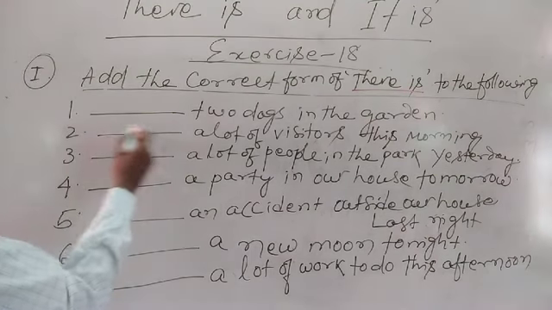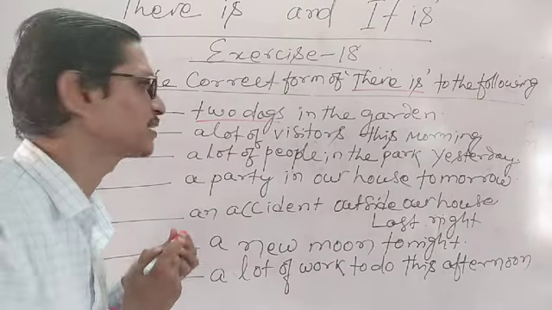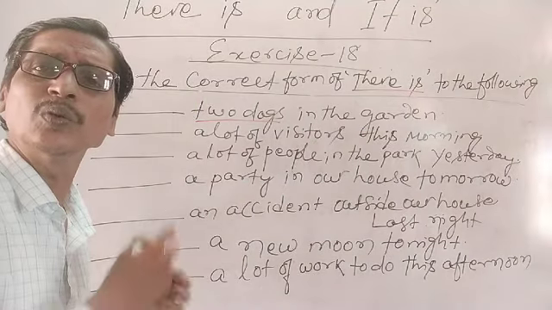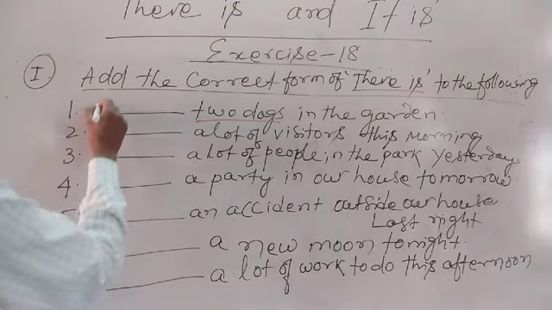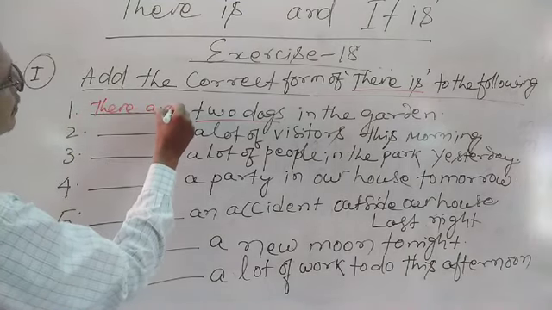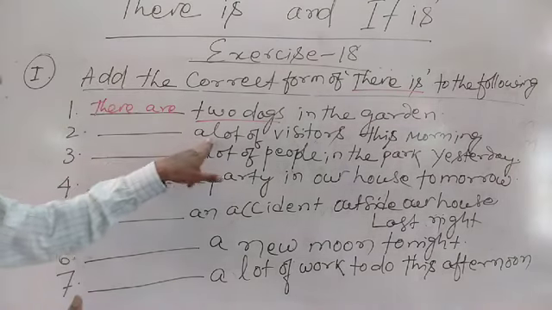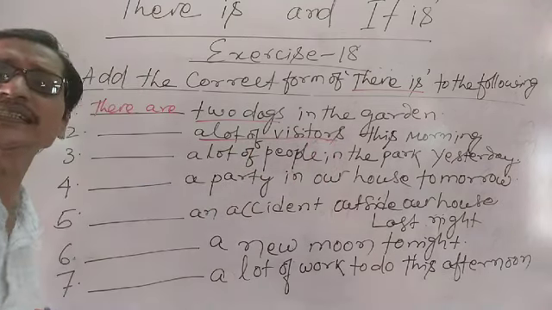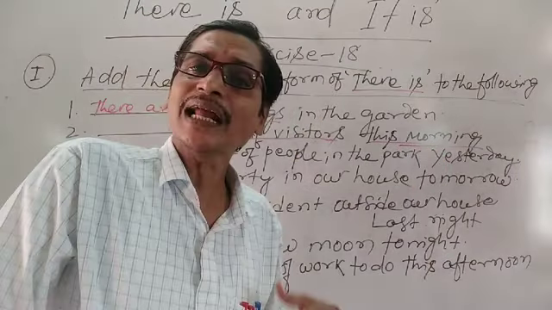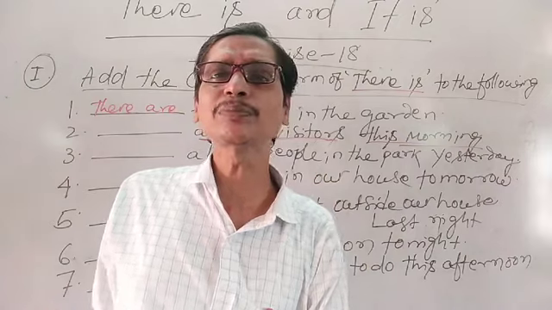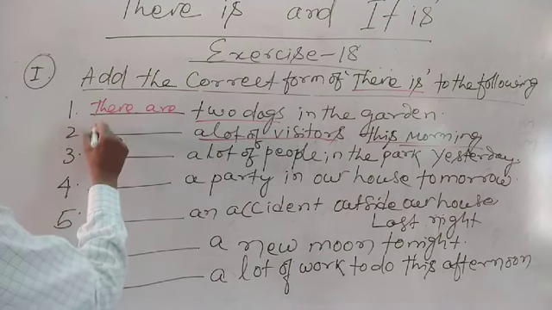So you see, dash two dogs. Here we have used two dogs, which means it is a plural subject, in the garden. What time is it talking about? It is talking about the present time. So what do we do? There are two dogs in the garden. So similarly, dash a lot of visitors. A lot of visitors is a plural subject. Then this morning is already over. We have already passed this morning. So the morning has become a past time for us. Therefore, what do we have to use?